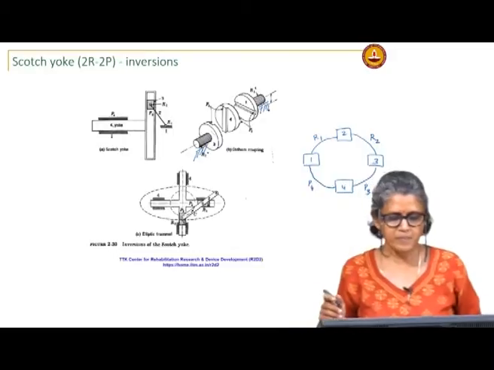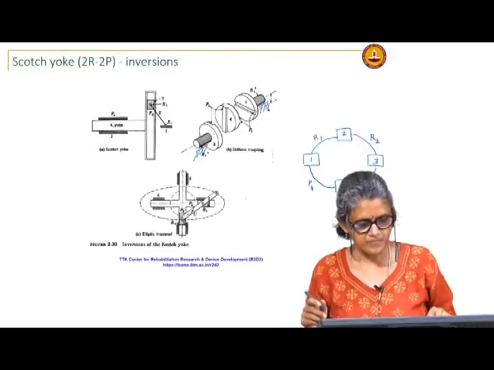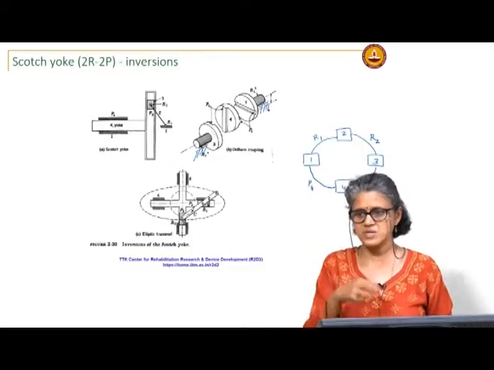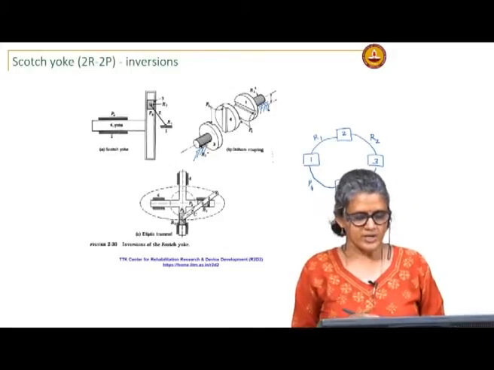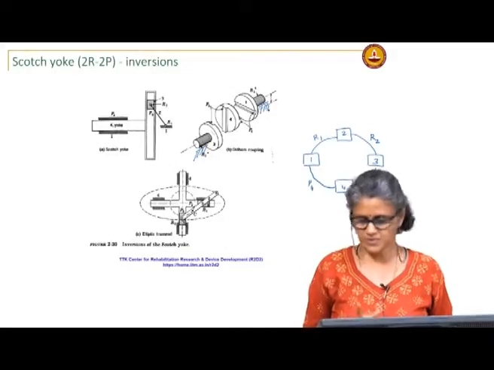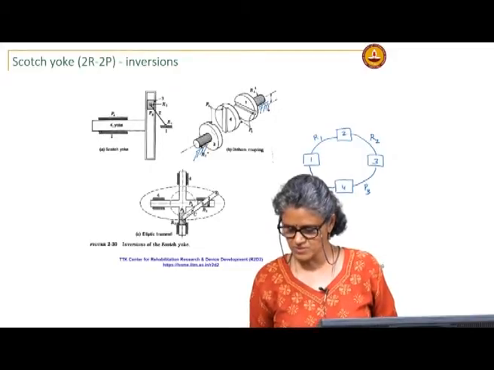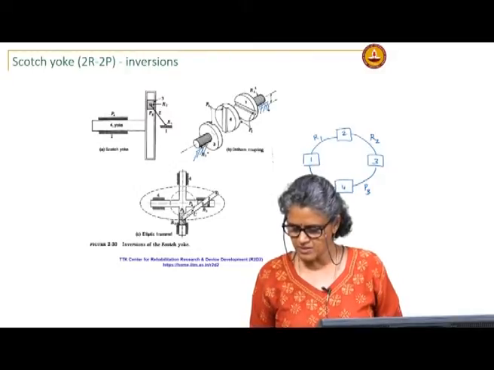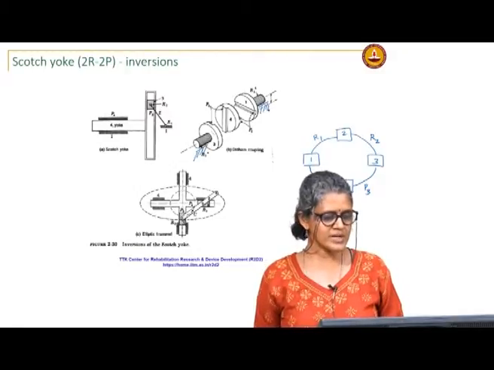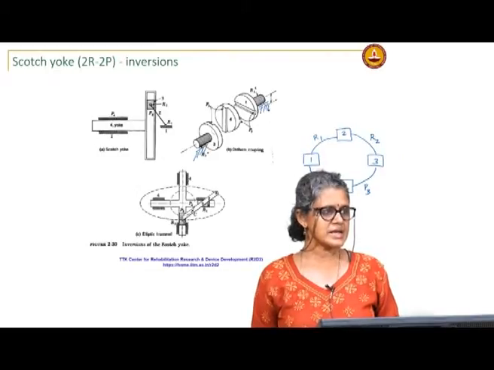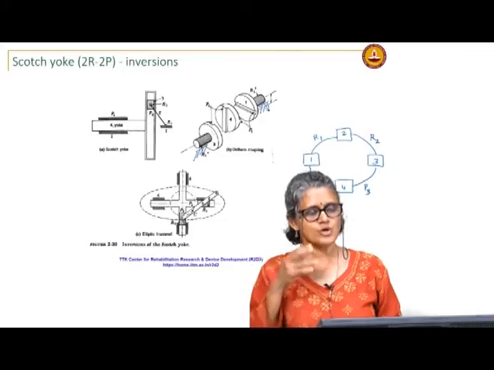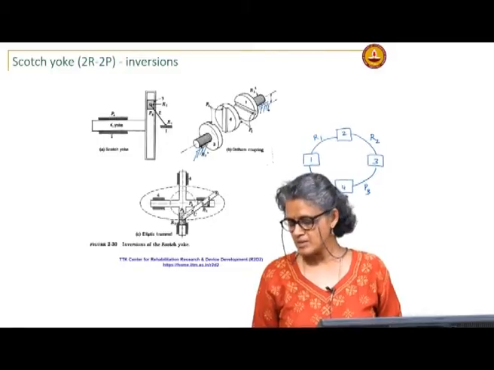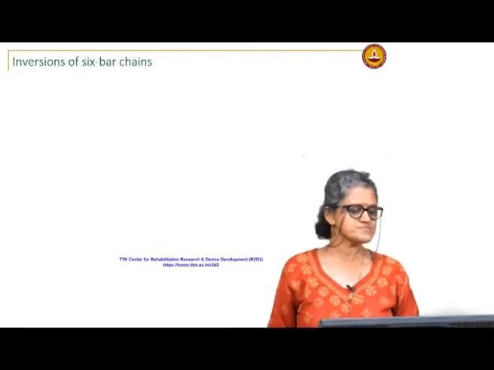If you fix 3, it will be similar to the one fixed earlier, so it will just be a non-distinct inversion of that. So, the relative motions of the links remain unchanged, but when you look at it with respect to the fixed link, or your fixed coordinate system, you get different output motions in the plane.